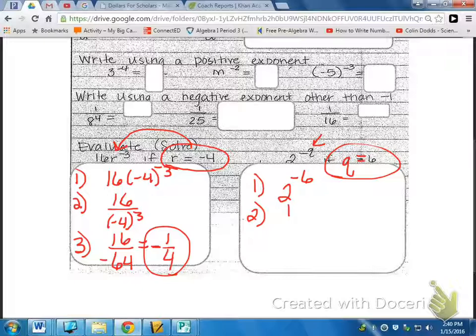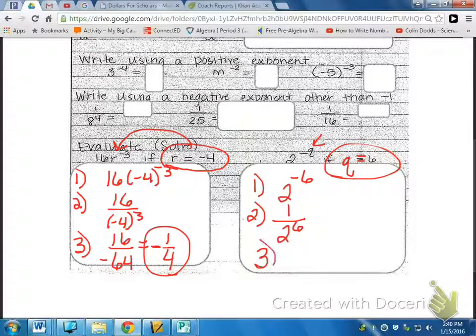1 over 2 to the negative 2, the negative 2 now. Okay, it's a negative 6 there. 1 over 2 to the 6th power. 2 to the 6th power.